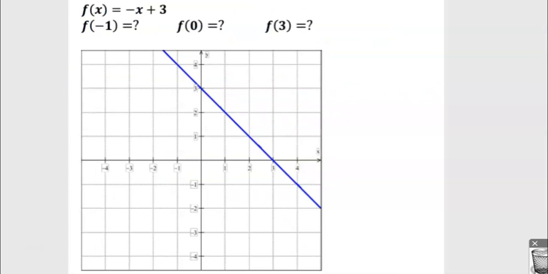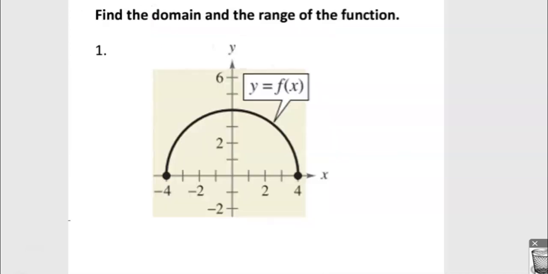Same thing here. You can do the exact same thing. You can look at the graph. You can evaluate it. You can look at your table. So at x equals -1, the function is up here at 4. At 0, the function is at 3. At 3, the function is at 0. So it's very fast to evaluate it if I give you the graph.